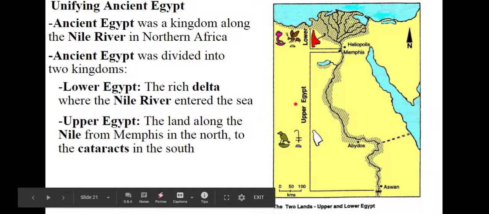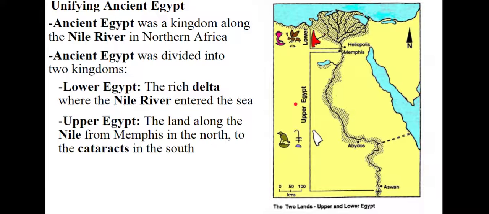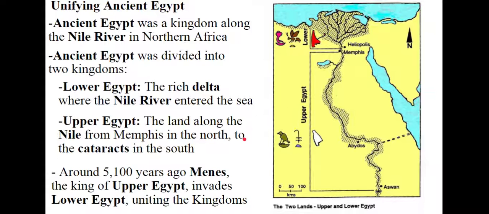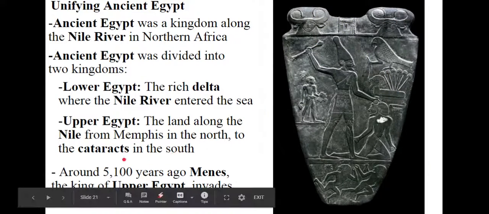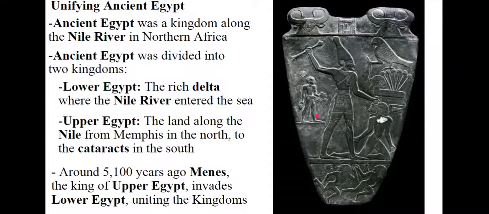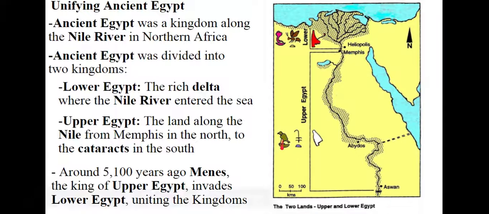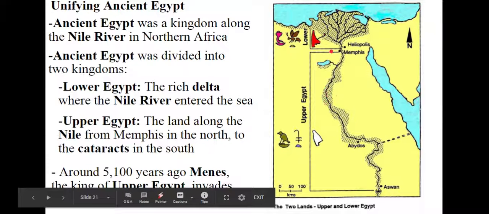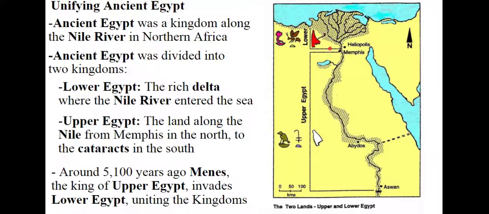So in the beginning, Egypt was divided into how many kingdoms? So about 5,100 years ago, Menes, the king of Upper Egypt, invaded Lower Egypt. So this king here, you can see Menes, and you can see he's wearing that bowling pin shaped crown that shows us he's the king of Upper Egypt, invaded Lower Egypt.